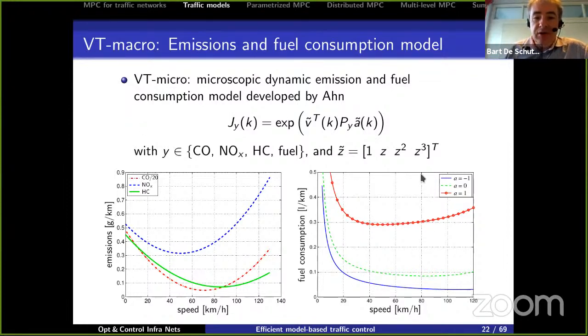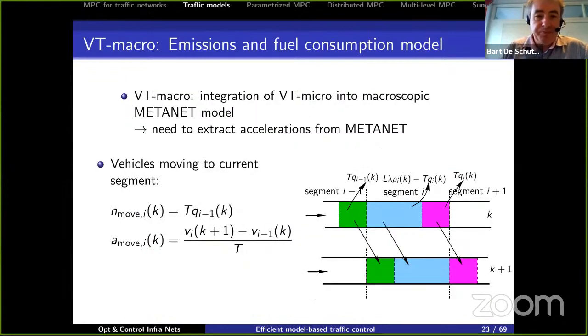In this model, this is actually a microscopic model. So it describes the behavior for individual cars. If we want to predict how traffic networks evolve, we will need to modify it to a macroscopic model. That's then done using the so-called VT macro model. I'm going to explain it for MetaNet. In MetaNet, you may recall that we already had an update equation for the speed, but we did not have the acceleration yet. That means that we need a way to extract accelerations from MetaNet.